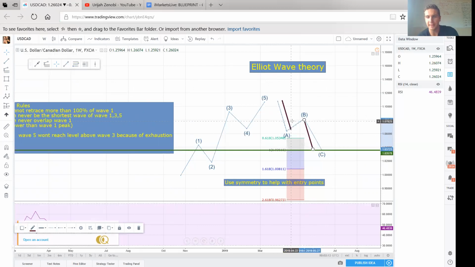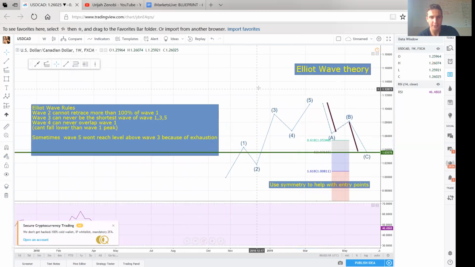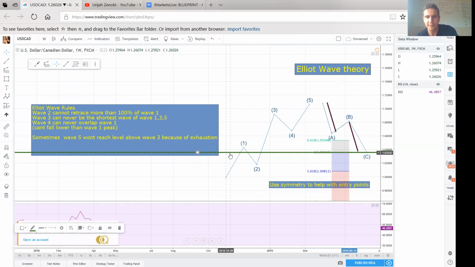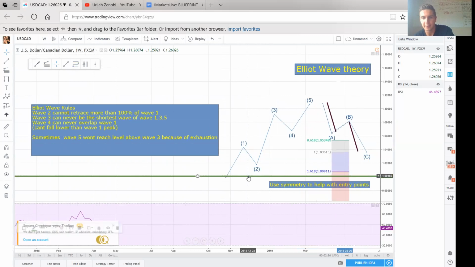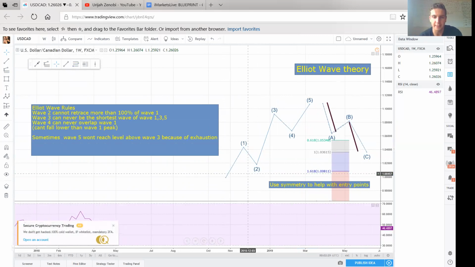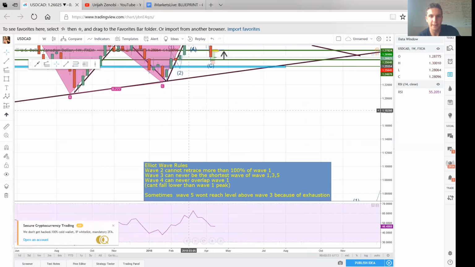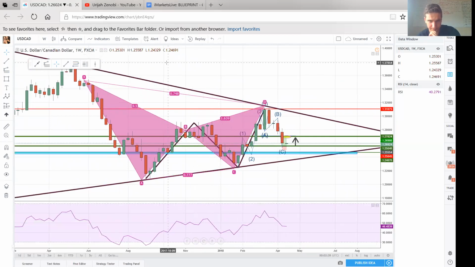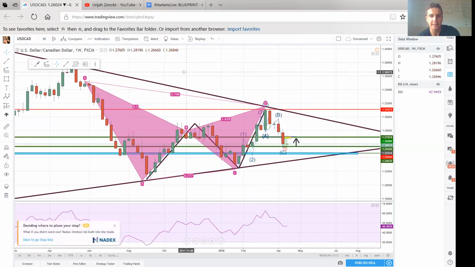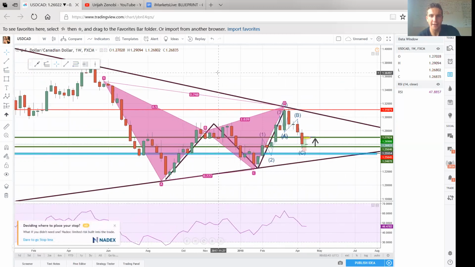So let me show you an example. And if you want, you guys screenshot this. Make sure you understand the rules of this, okay? And I'm going to go ahead and show you an example of how symmetry can help with your trading style, okay? Especially with Elliott Wave. All right, so let's go up. We have the USD CAD. Now, this is on a weekly chart, guys, and I know we haven't gotten into harmonic patterns just yet, but we will.